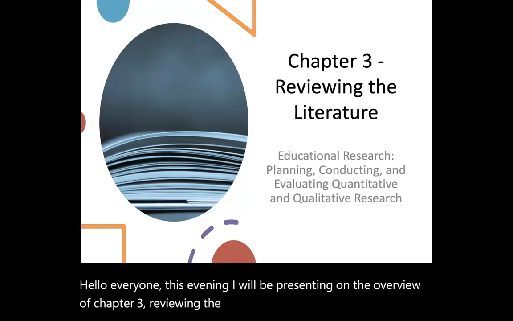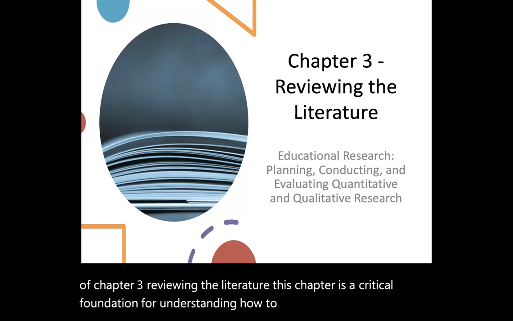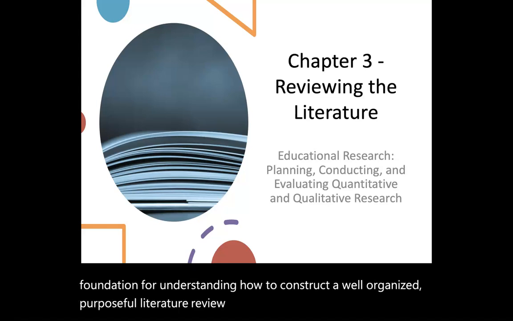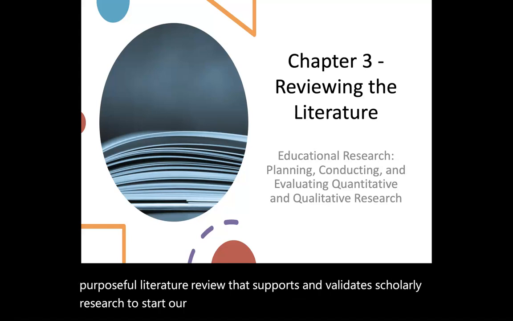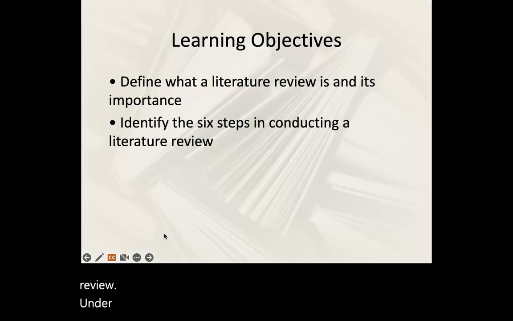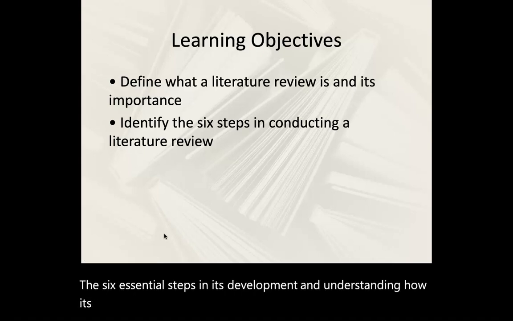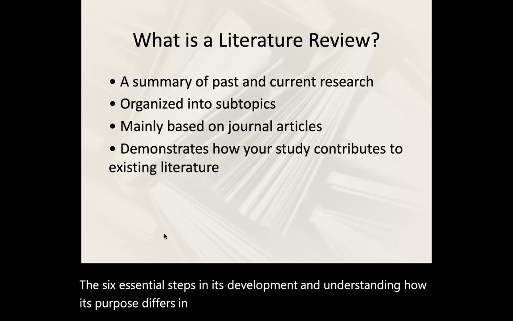This chapter is a critical foundation for understanding how to construct a well organized, purposeful literature review that supports and validates scholarly research. To start, our objectives include defining a research review, outlining the six essential steps in its development and understanding how its purpose differs in qualitative and quantitative research.